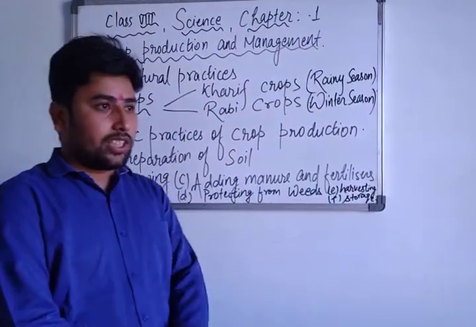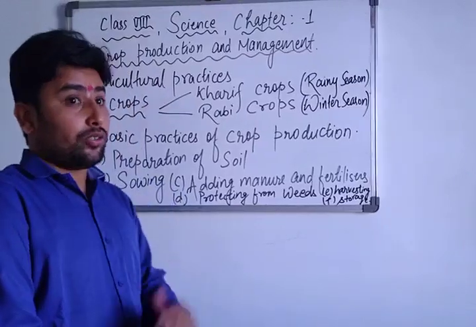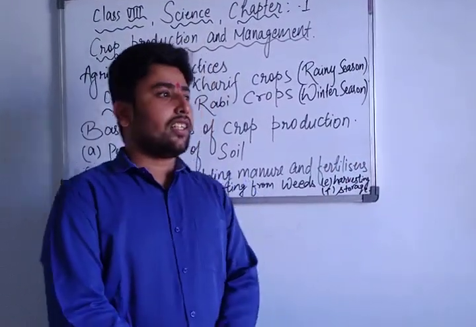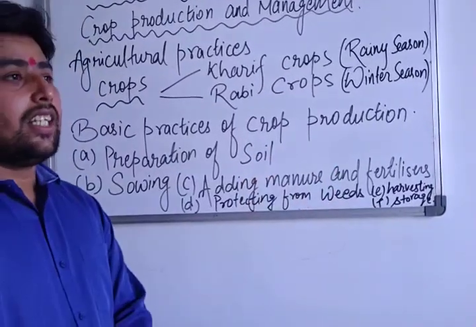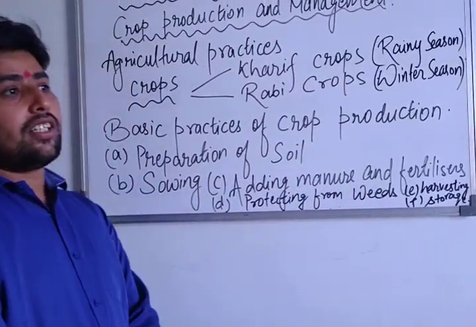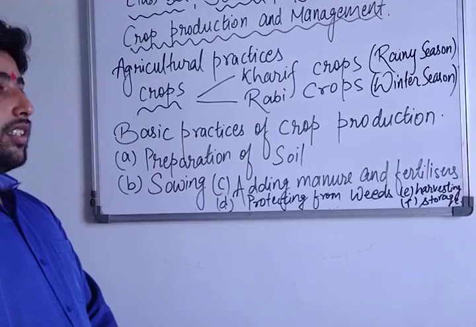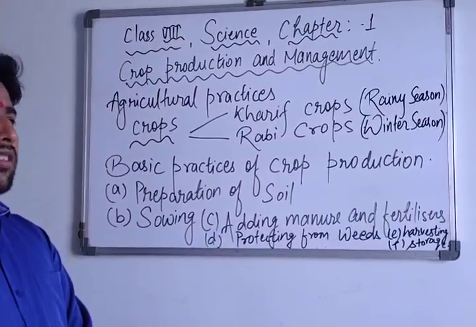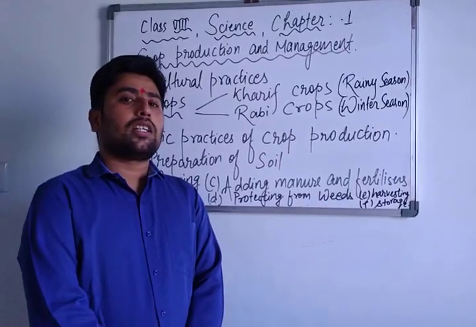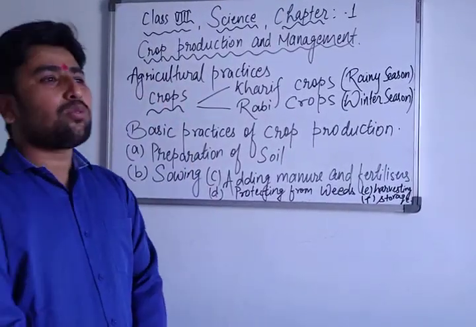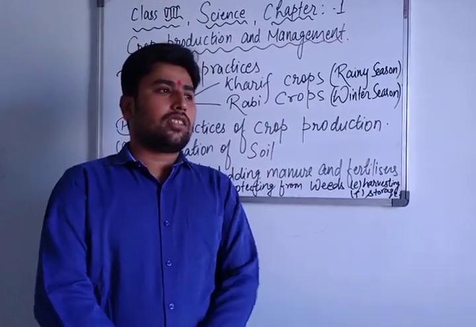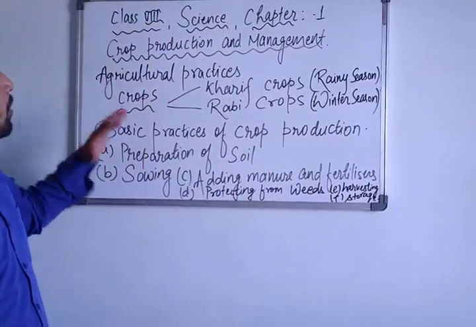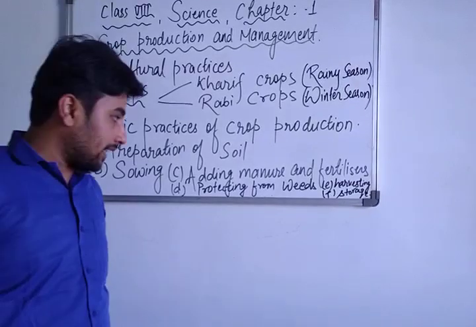For example, wheat. You may have seen, during the season, lots of wheat in the agricultural fields. In a field, the plant which is grown on a large scale is called a crop. And what are the processes of crop production and how to manage this crop production? Today we are going to discuss, first of all, agricultural practices.